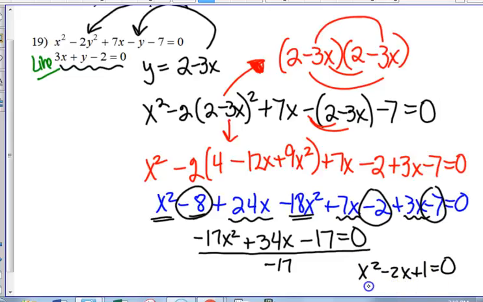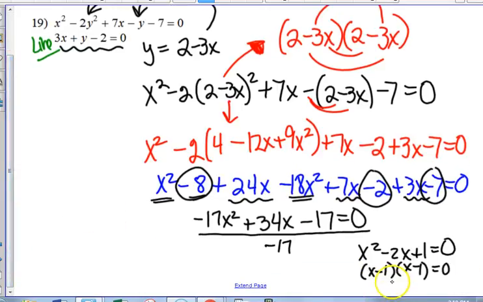Which factors? x minus 1 and x minus 1. So I get x equals 1. One solution only, yes? x is 1.